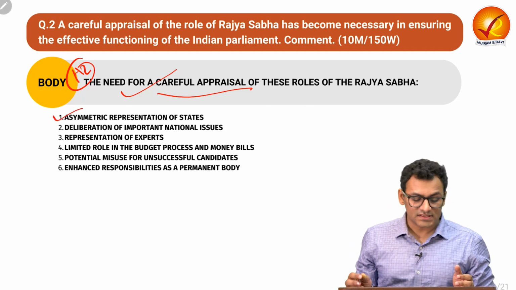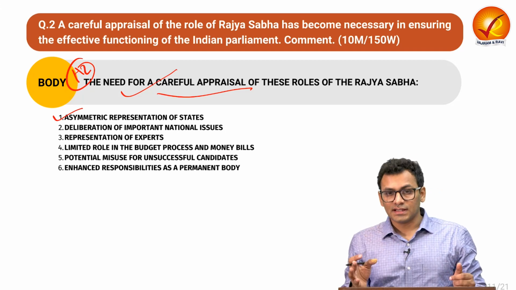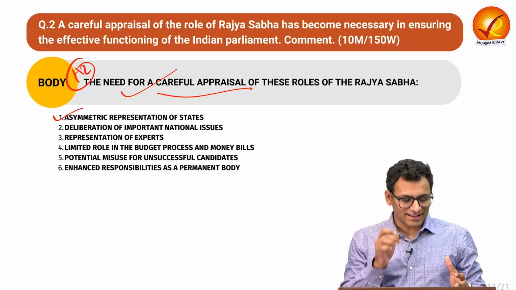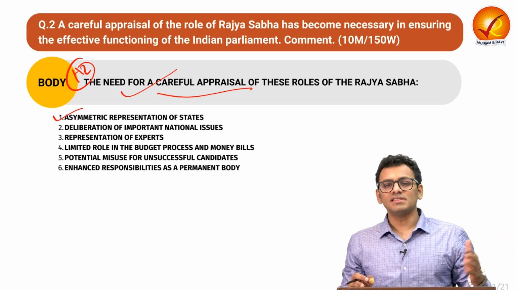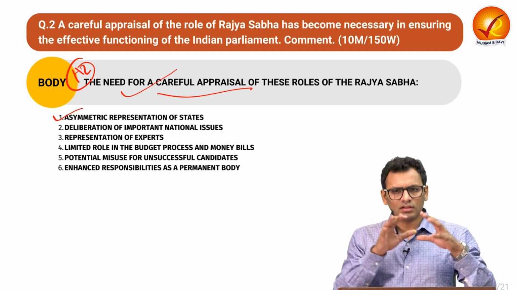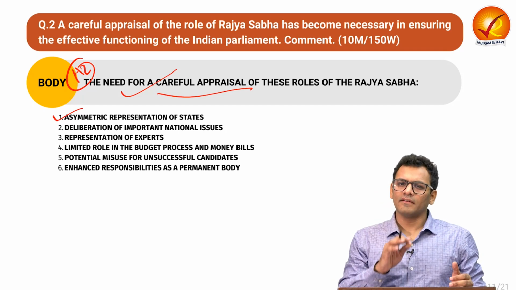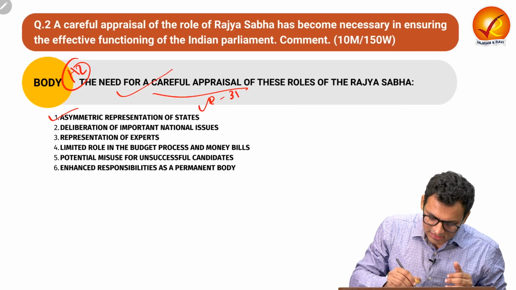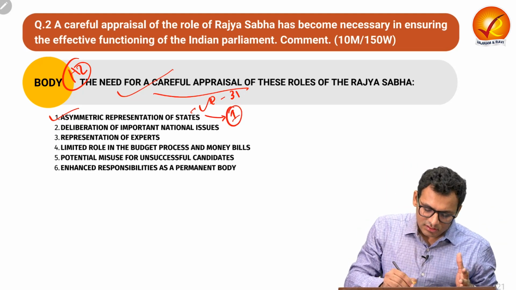Firstly, we have seen that there is asymmetric representation of states. As Rajya Sabha is the Council of States, it represents the federal nature of the country. However, there is asymmetry in the representation of states, unlike other models such as the USA, where each state gets a fixed number of seats in equal manner in the Senate. But for Rajya Sabha, we have asymmetry, like Uttar Pradesh has almost 31 seats, whereas smaller states have just 1 seat.